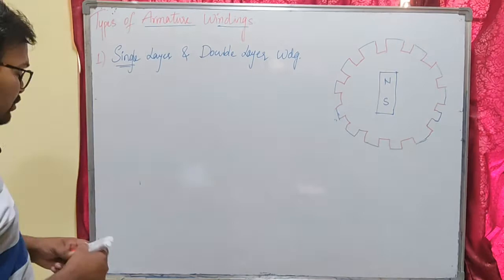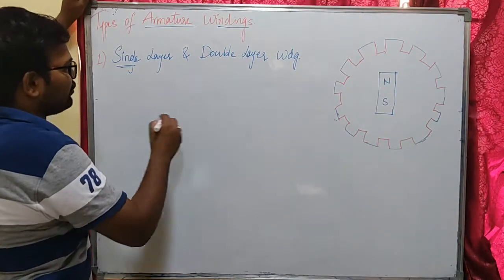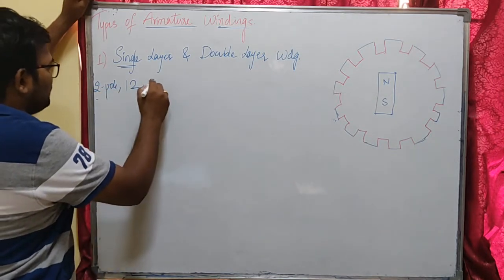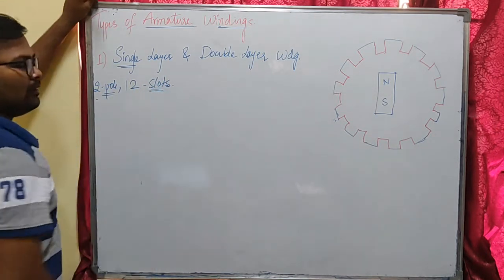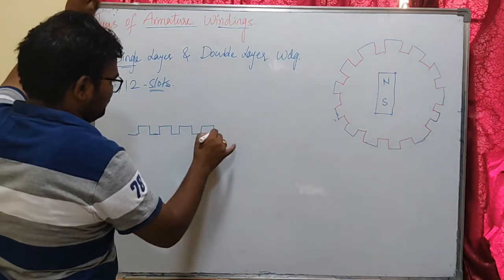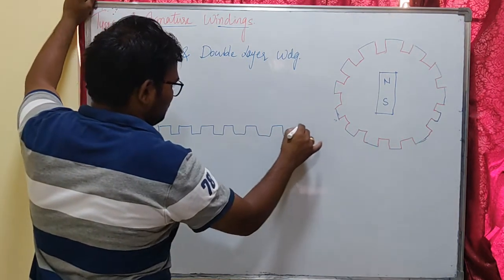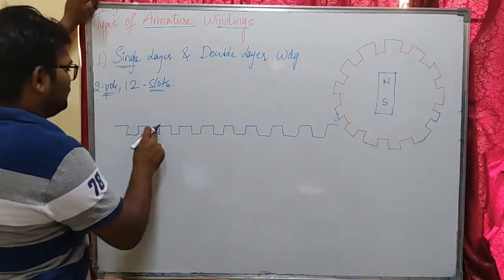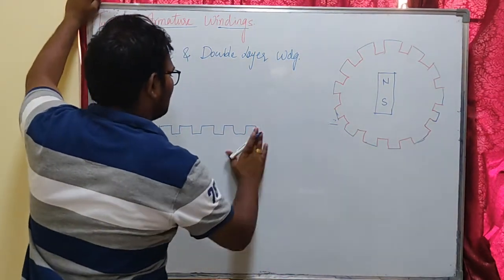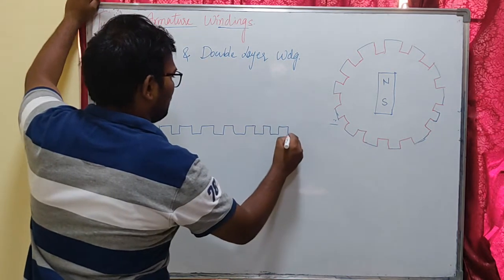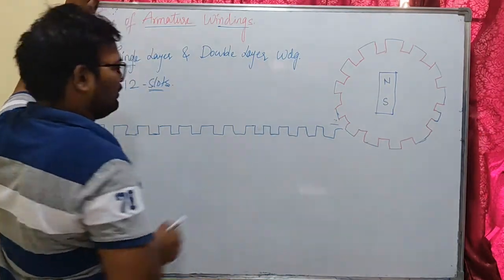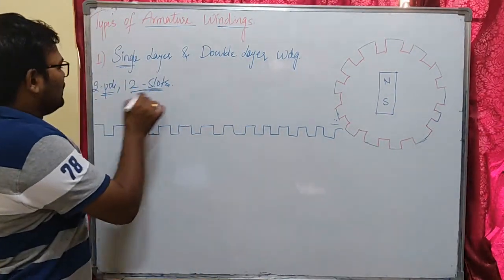You are going to keep two coil sides. Let me consider a 12 slots, 2 pole armature. Now for that I have to take 12 slots here. One, two, three, four, 5, 6, 7, 8, 9, 10, 11, 12. So this is 12 slots and 2 poles.